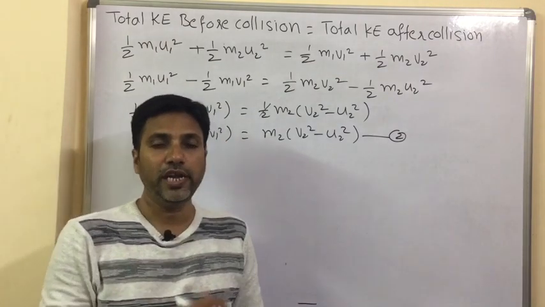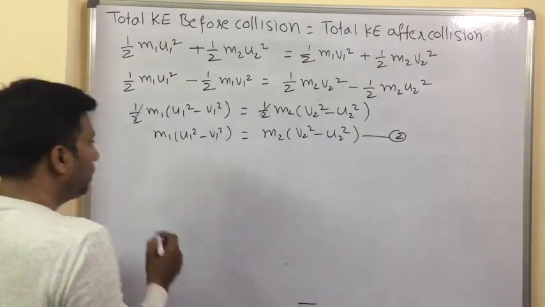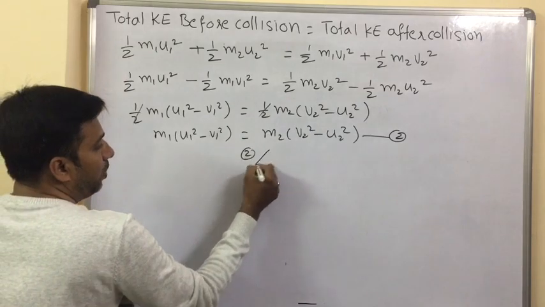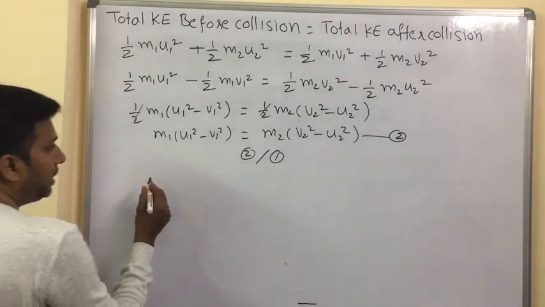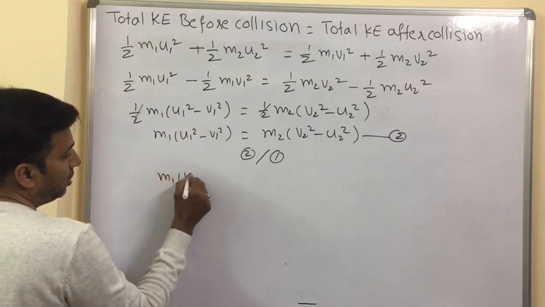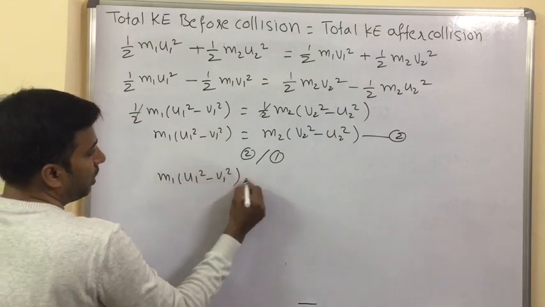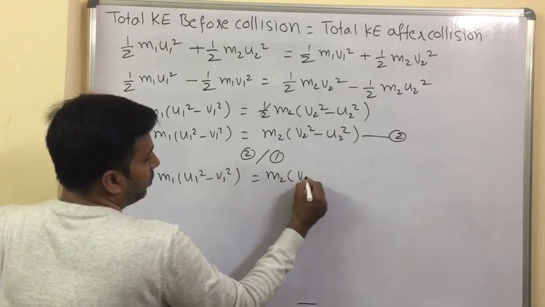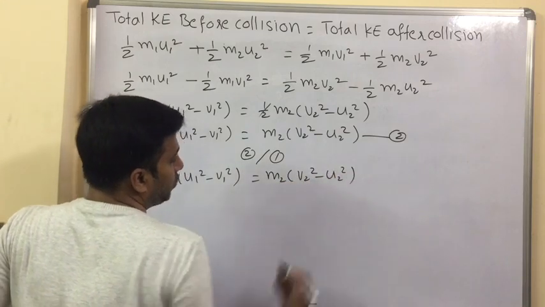Now we have to divide equation 2 by equation 1. So I am writing equation 2 by equation 1. First of all I am copying equation 2 as it is from above: m1 (u1 square minus v1 square) equal to m2 (v2 square minus u2 square).